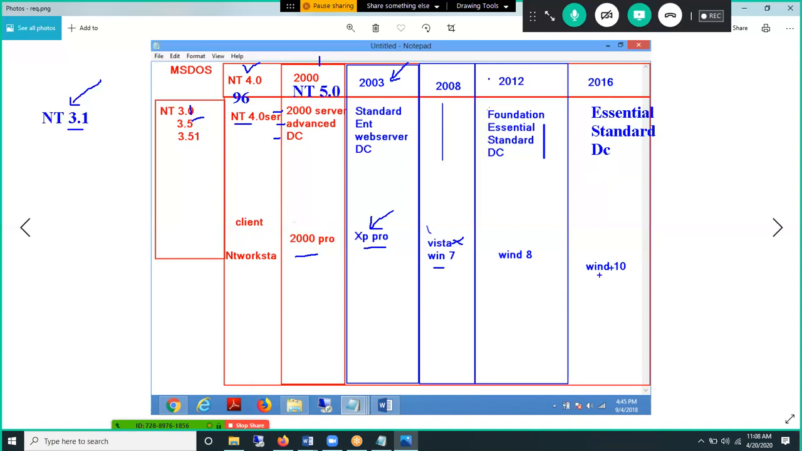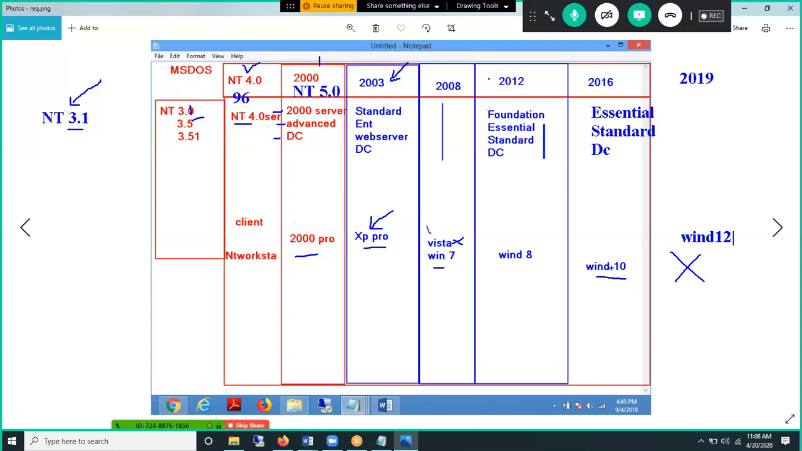And in 2016, the client that we use, which is right now running in the market, is Windows 10. Okay. After 2016, Microsoft had already planned to release 2019. This operating system already came, but it takes time to be implemented in the market. Still, there is no client yet, but I heard there will be a client coming to the market, Windows 12. That will be the next client, which is going to come in the future.